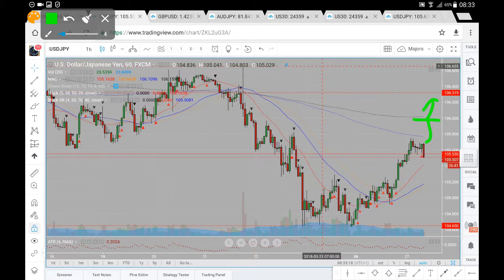for a progression towards the 106.32. If we're not able to see that degree of bullishness by retaking the 105.55, progressing to the 105.80, 106, and 106.32, we could potentially see a breakdown if we don't see that progression to the upside.